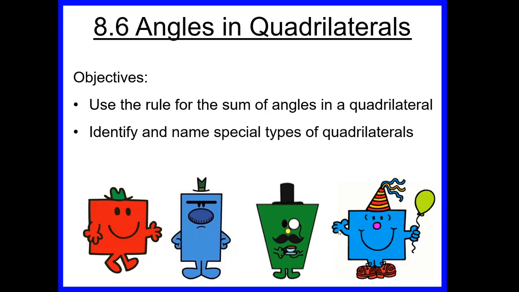Hi there, so today we're having a look at Unit 8.6, angles in quadrilaterals. Our objectives for today are to use the rule for the sum of angles in a quadrilateral, and to identify and name special types of quadrilaterals.